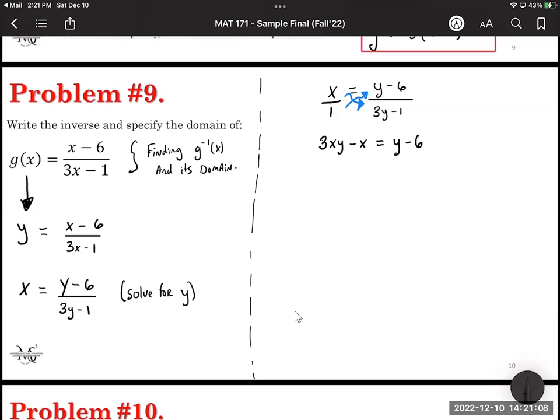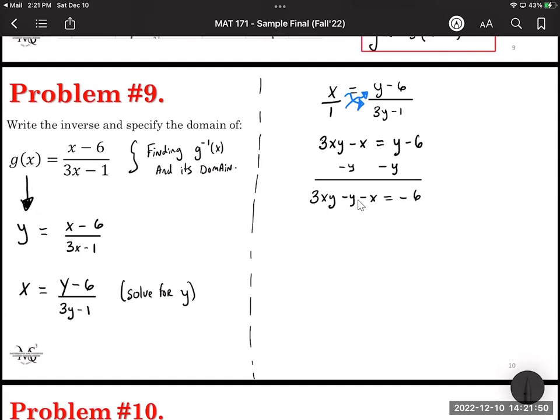All right, good. Now, how can I get y by itself? Well, where are the y's located? They're located on both sides of the equation. You have to make sure that the y's are on one side of the equation. So therefore, I would subtract y on both sides. This will give me 3xy minus y minus x is equal to negative 6.